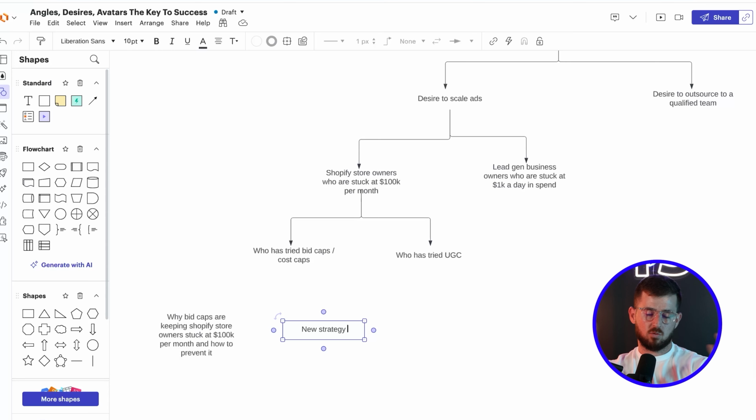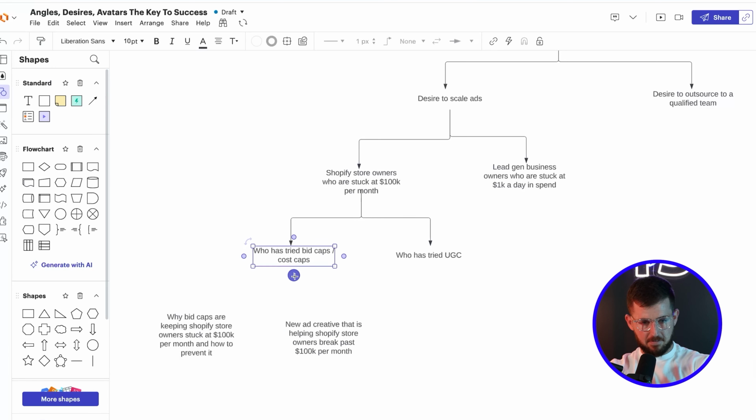So one way to grab the attention of people who have already tried a few products and failed at certain products is to look at it from the perspective of introducing something new, a new idea. That makes people realize, oh wait, this is not bid caps. So let's just call this new ad creative that is helping Shopify store owners break past 100K per month.